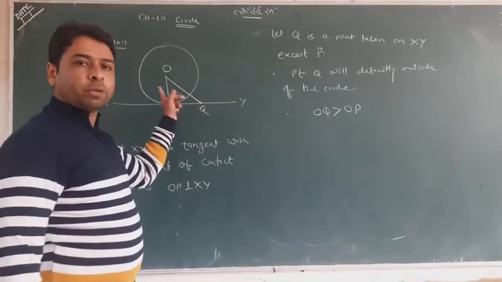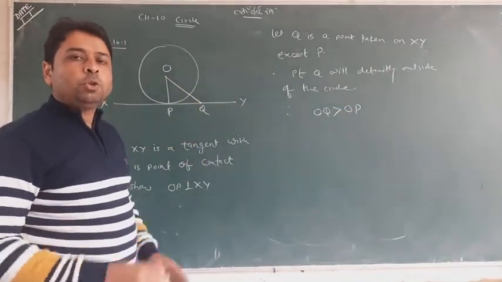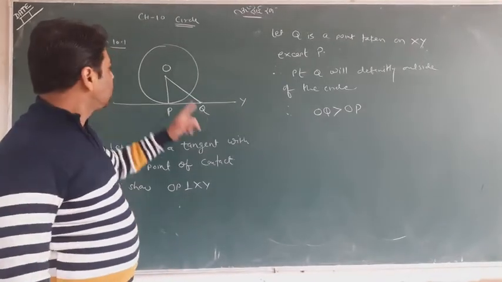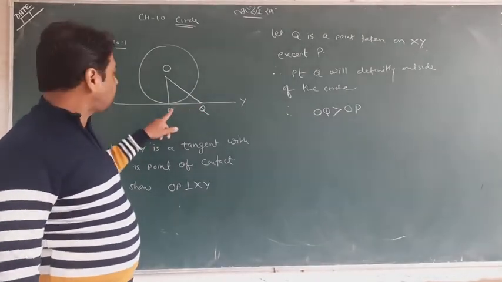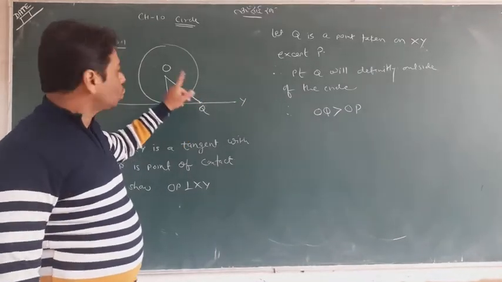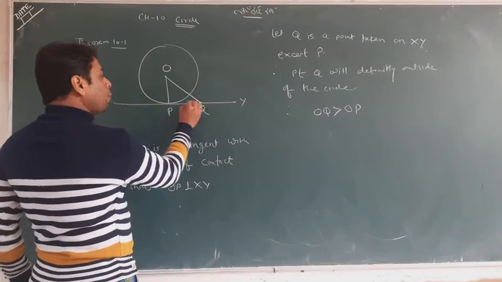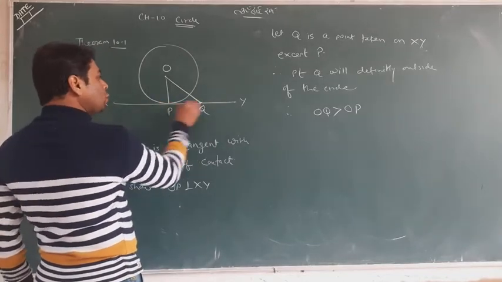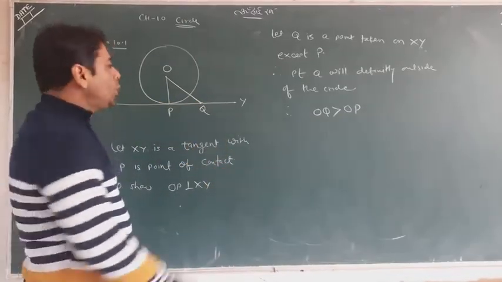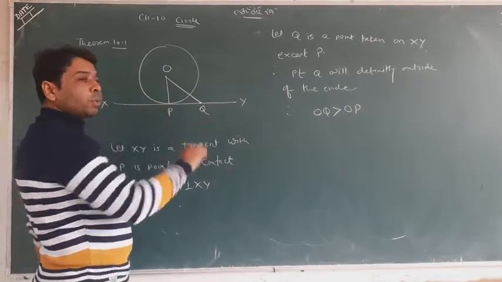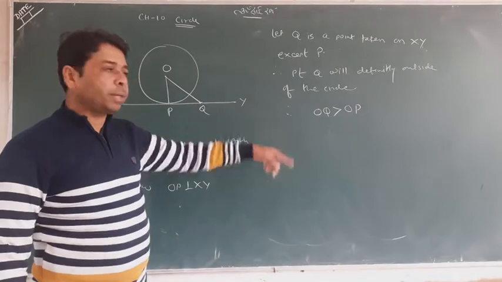OQ is greater than OP. So you should generalize the concept. How can we generalize? Q is taken except P on XY, so OQ is greater than OP. Similarly, if you take a lot of points on XY, like another point R, S, T, for all of them it will happen.